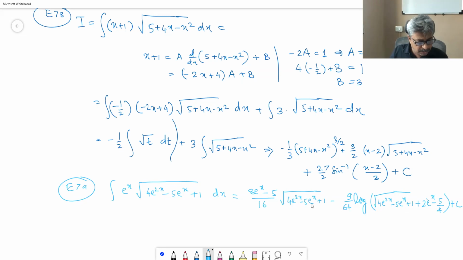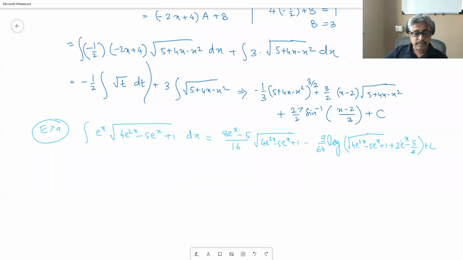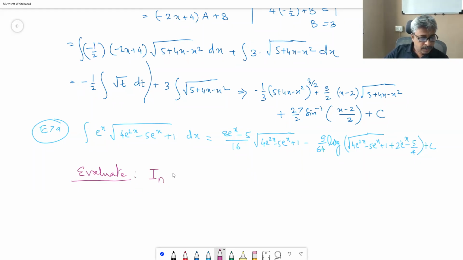And the final answer looks like this. Okay, so that completes yet another part. Now evaluate I n is equal to integral sine nth power of sine x dx, where n is a positive integer. We need to develop a formula for this now. Try your level.